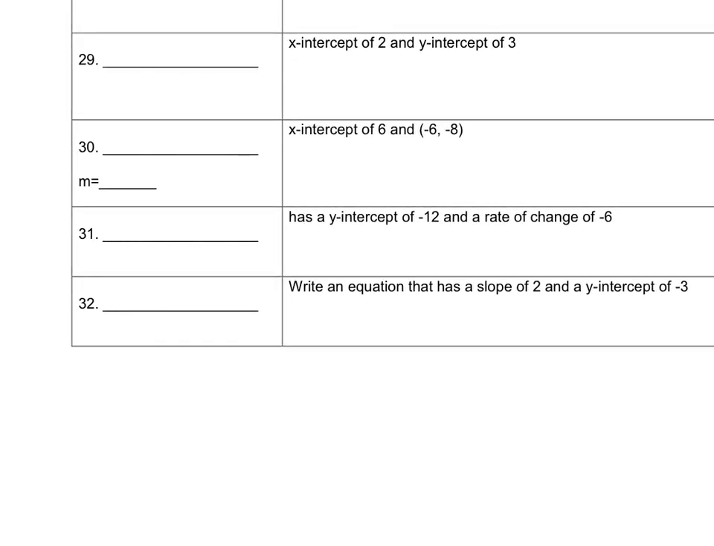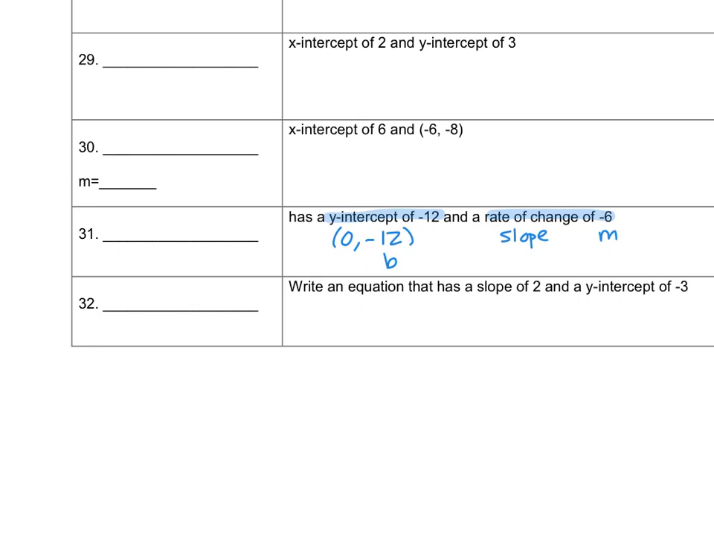So for 31, they give us a y-intercept of -12 and a rate of change of -6. With that, y-intercept is also a point, so that would be (0, -12). And it's also the b value in my equation for slope-intercept form. Rate of change is just another word for slope. So this one's got a slope of -6, which is m.